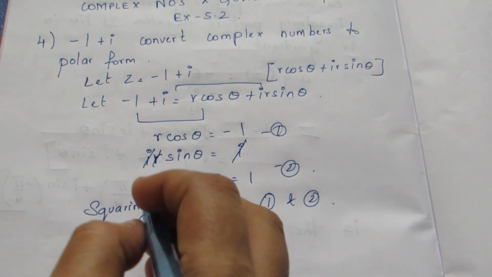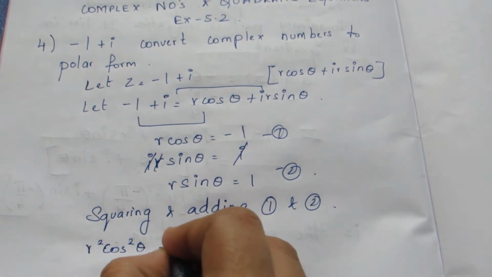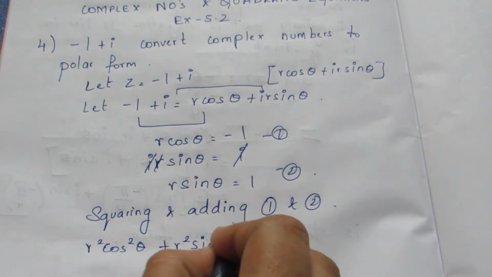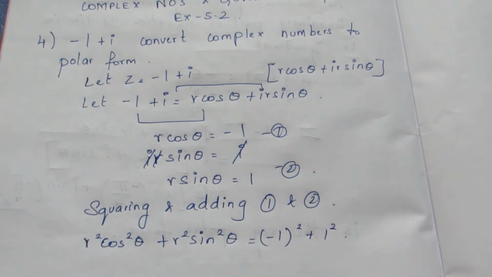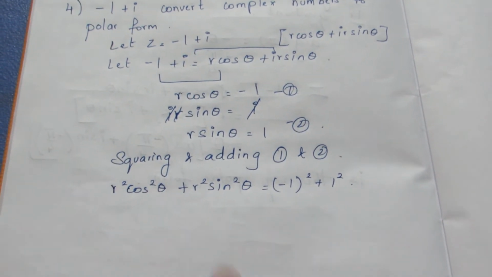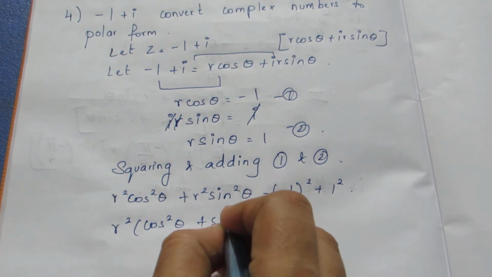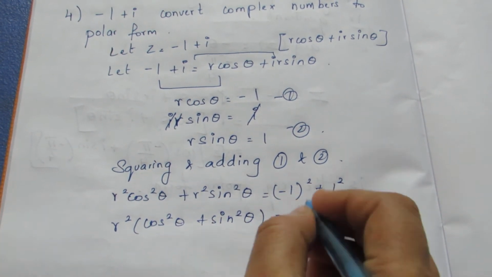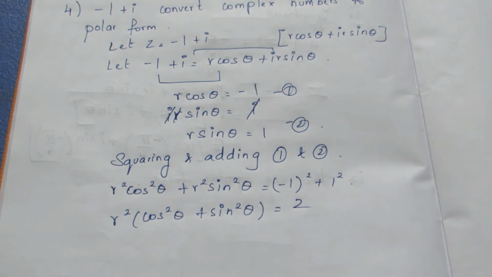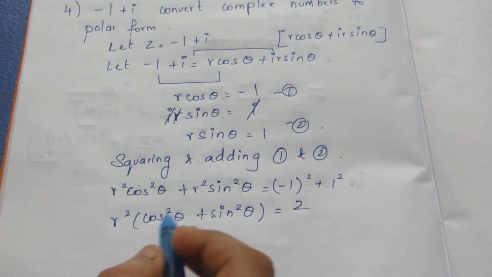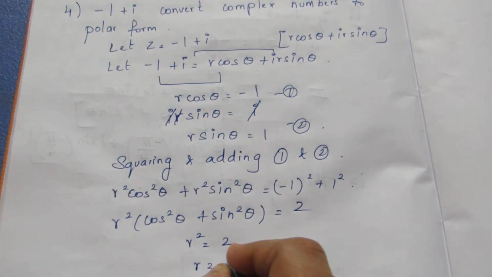If we square and add, it becomes r square cos square theta plus r square sin square theta equal to (-1) whole square plus 1 square. Now we can take r square common outside. So r square (cos square theta plus sin square theta) equals 1 plus 1, which is 2. (-1) whole square will also become 1. Now sin square theta plus cos square theta is 1. So r square equal to 2. r will be equal to root 2.